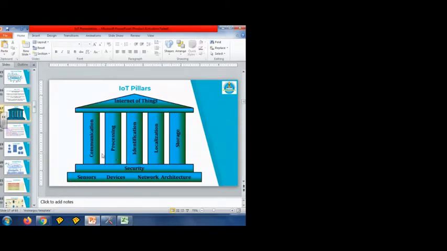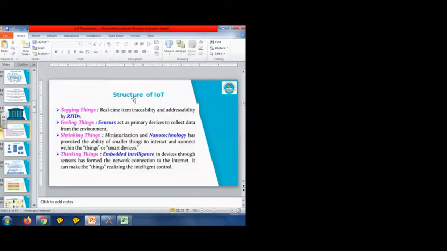Not only that, but we have also seen the structure of the IoT. It is tagging, feeling, shrinking, and thinking. Without these four properties, IoT will not be successful, isn't it? It should have these properties, and only then can IoT be utilized in any kind of application.